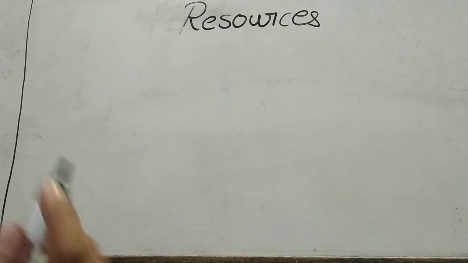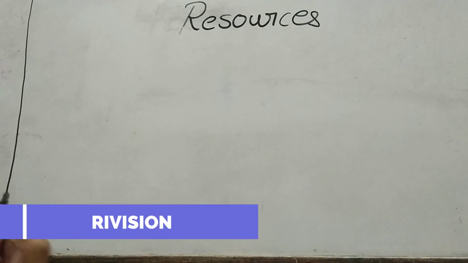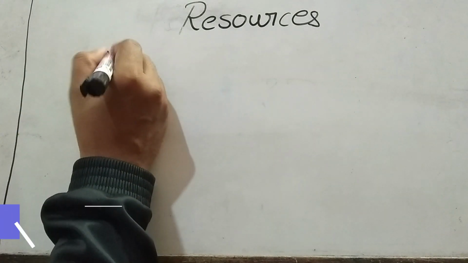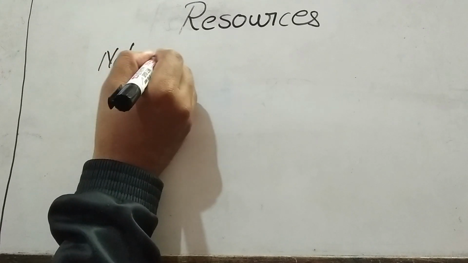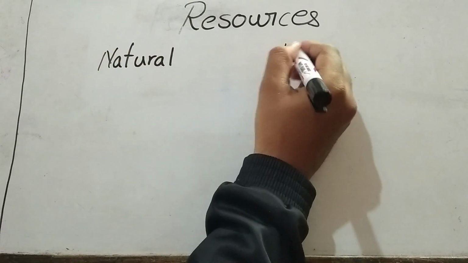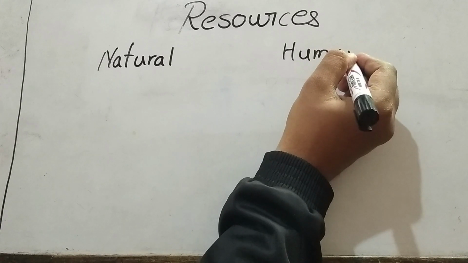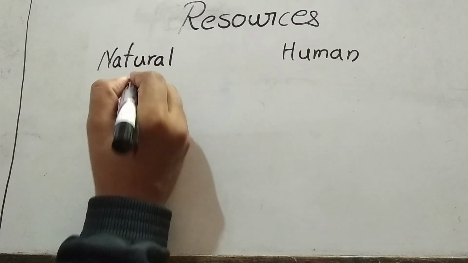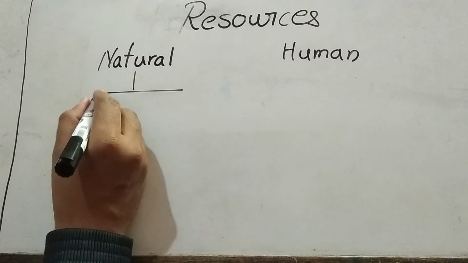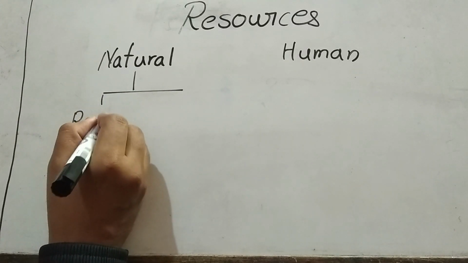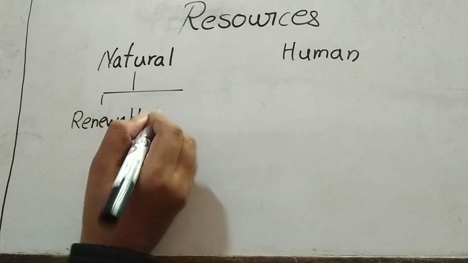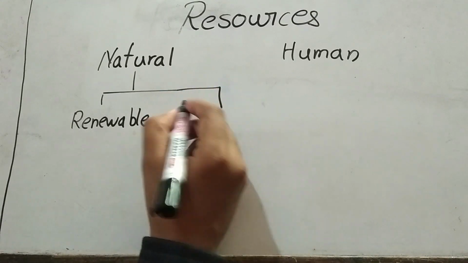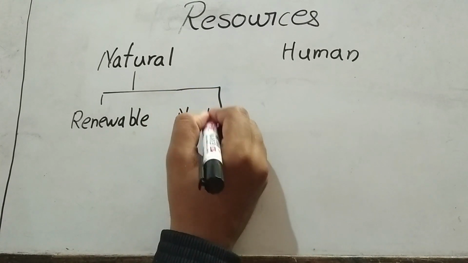ओके, पिछली बार हमने क्या देखा था, what we exactly learned in last 2 lectures, that resources are divided into 2 sections. Okay, basically natural and human made. Natural resources further divided into 2, that is renewable and non-renewable.